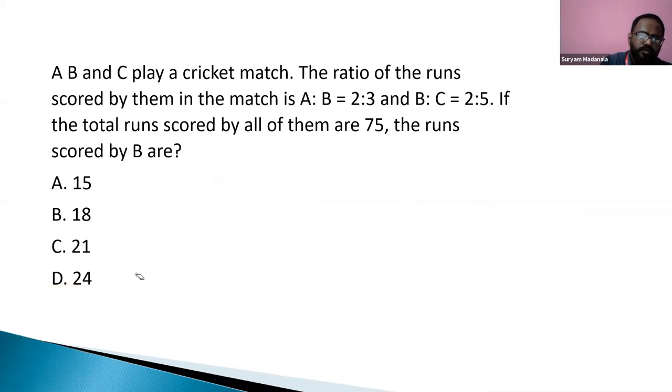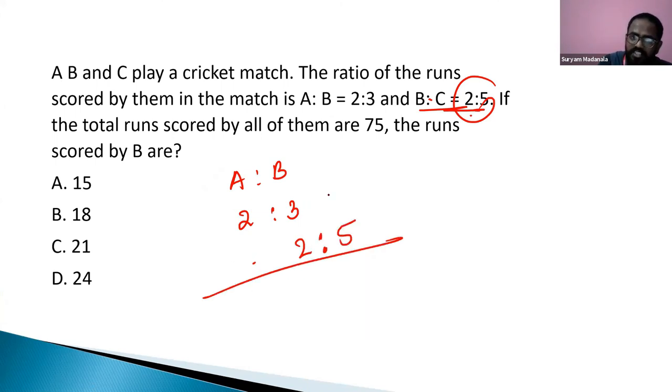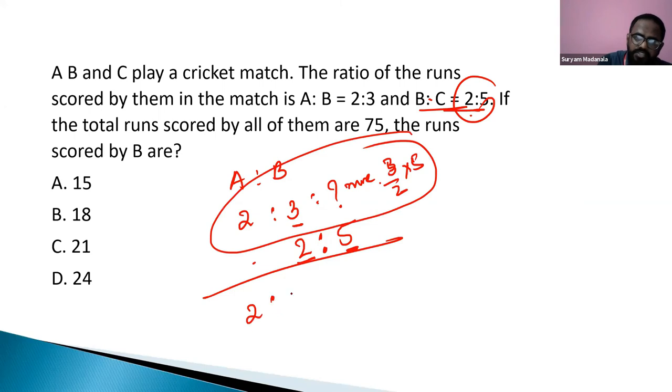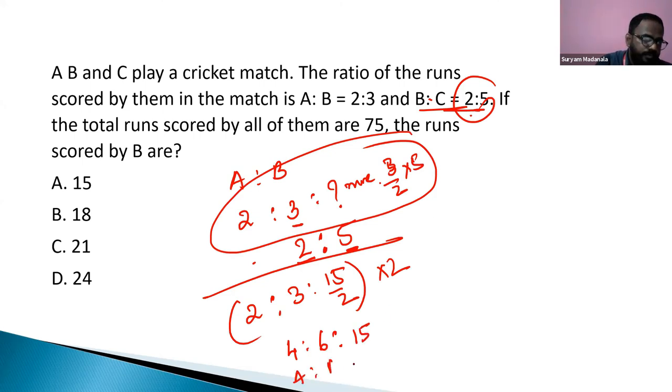Once again, I write the whole thing. For people who didn't get it, A:B, 2:3 is given. B:C is 2:5. I write it exactly below B. Previously, I filled this one. This time, I will fill this one. If 2 parts is 5, then 3 parts will be more than 5. Then your ratio becomes 3/2 into 5. So finally, this I will write as a ratio, 2:3:15/2. Multiplying with 2, you get 4:6:15. So this is A, B, and C.